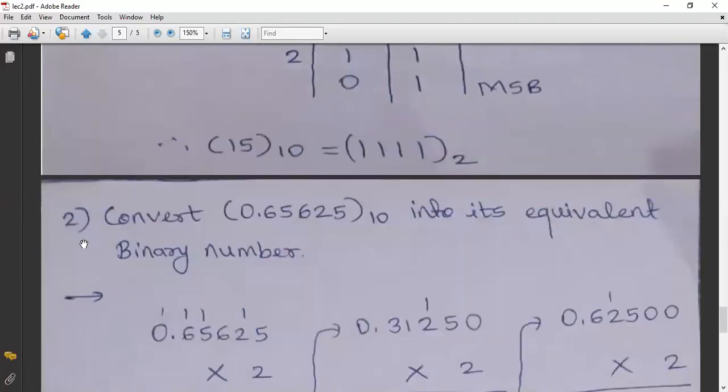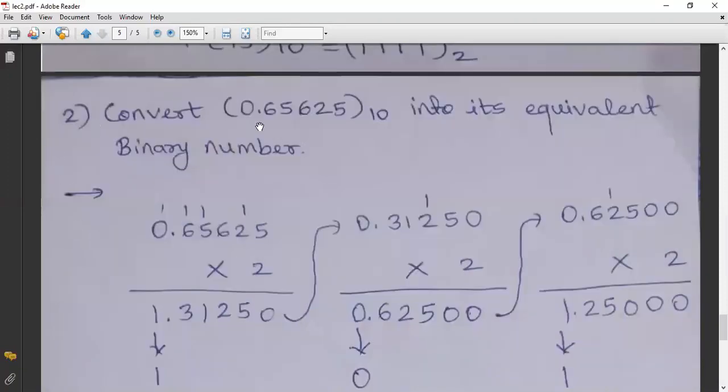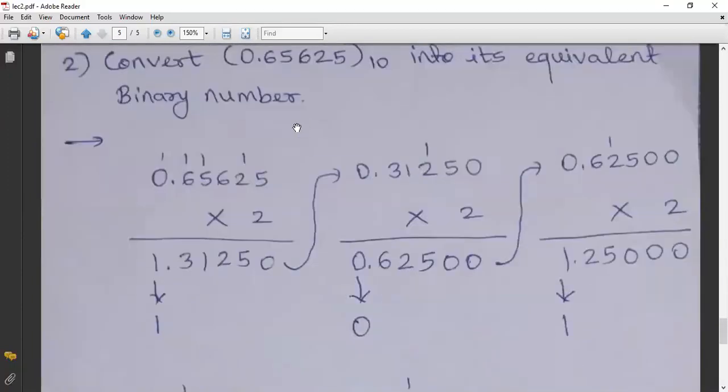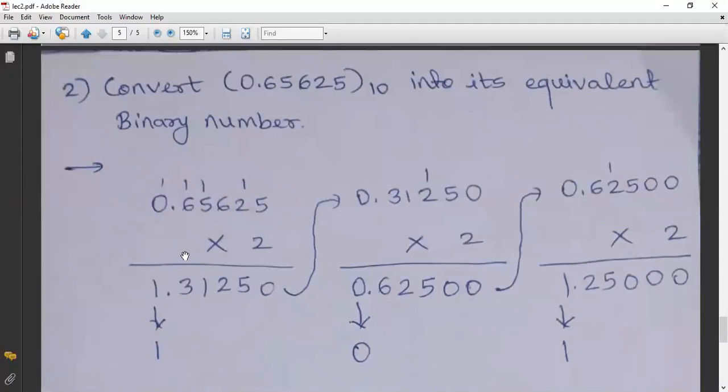Now we are going to consider this second question. We have to convert this fractional part, that is 0.65625 to the base 10, into its equivalent binary number. Now the procedure for this fractional number will be a bit different from the above procedure. So let us start. We need to write down this number here and multiply it by 2 because we want its binary equivalent, right?